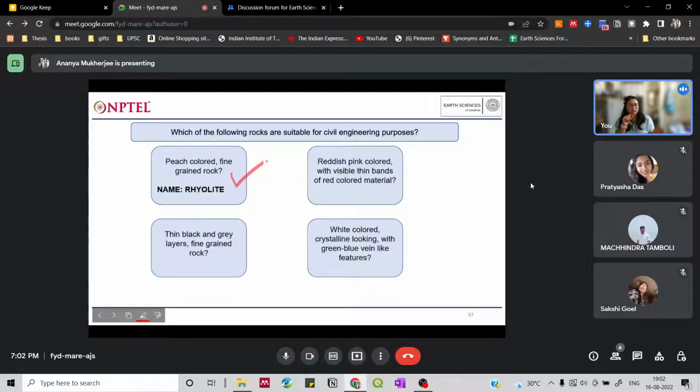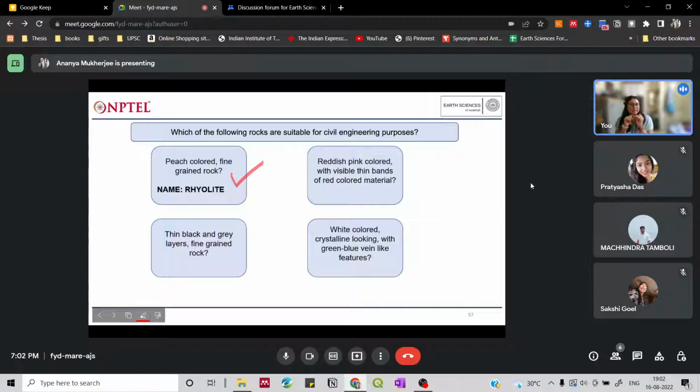So the next rock that we have is reddish pink in color, and you can see thin bands over there with red colored finer material, okay. When you see thin bands, the first indication is it will probably be a sedimentary rock, okay.